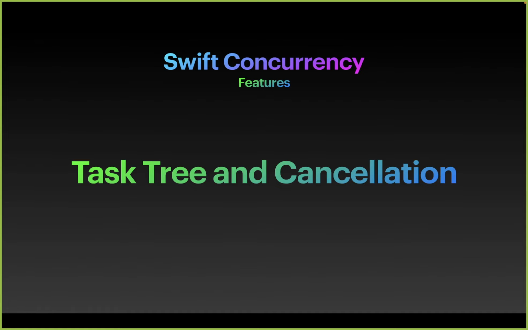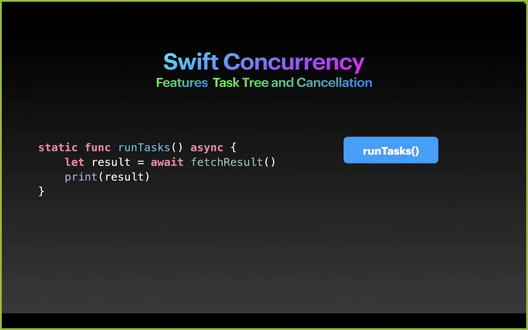All right. Now let's take a look at something called task tree and cancellation. Again, let's look at the run tasks function we saw before. When we start this function, there is some kind of system behind the scenes called the task system. It can create a task for you, and it has a tree structure. For example, when we first run this function, you're going to create a task called run tasks. Inside this run tasks function, we're going to await another function, the fetch result function. In this case, the task system is going to create another child task named fetch result.